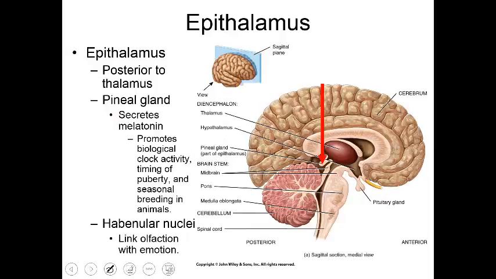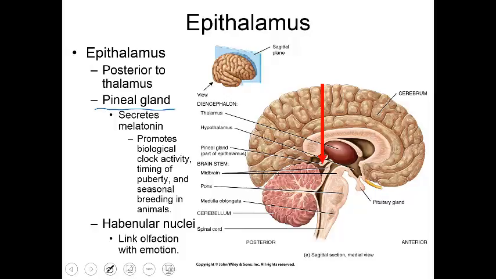Now the next section is the epithalamus. The epithalamus is posterior, or towards the caudal side of the thalamus, and it is home to the pineal gland. The pineal gland secretes a hormone called melatonin, which is the sleep cycle hormone. It promotes your circadian rhythms, your seasonal biological clock, and puberty as well.